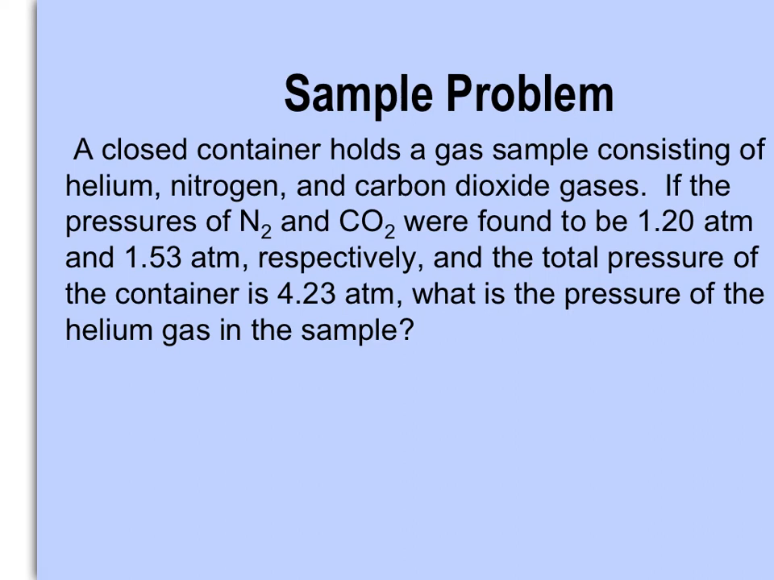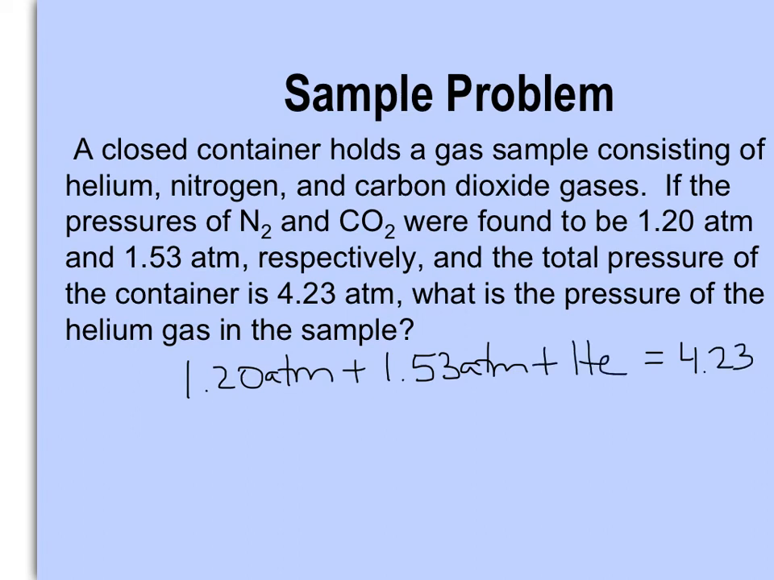A closed container holds a gas sample consisting of helium, nitrogen, and carbon dioxide gases. If the pressures of nitrogen and carbon dioxide respectively were found to be 1.20 atmospheres and 1.53 atmospheres, and the total pressure is 4.23 atmospheres, what is the pressure of the helium gas in the sample?